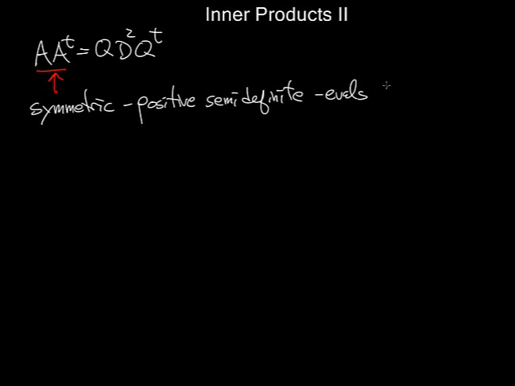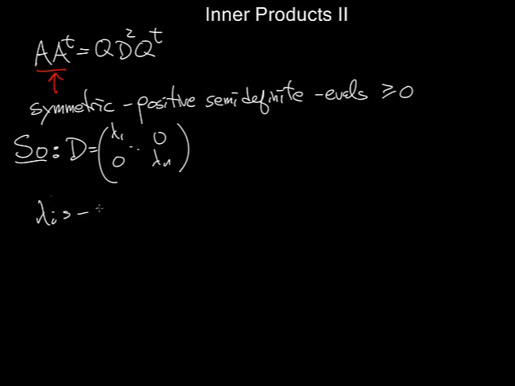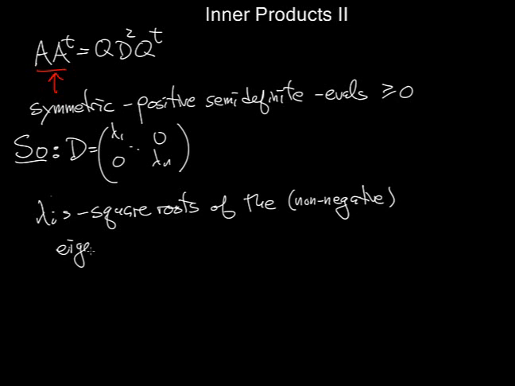And so that tells you something about D. Since D squared, this is the symmetric case, the eigenvalues of D squared are the eigenvalues of AA transpose. That is to say, D has the square roots of these eigenvalues on the diagonal. So you take A, you compute the eigenvalues of AA transpose, take their square roots and put them in D.